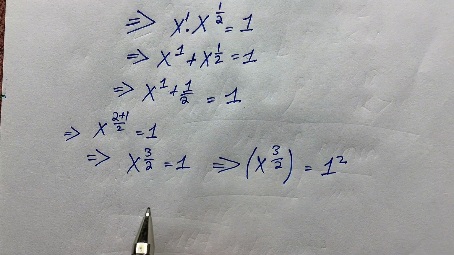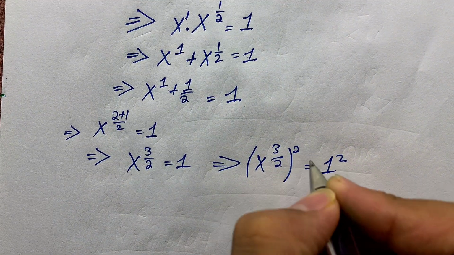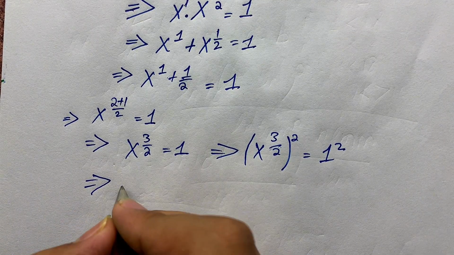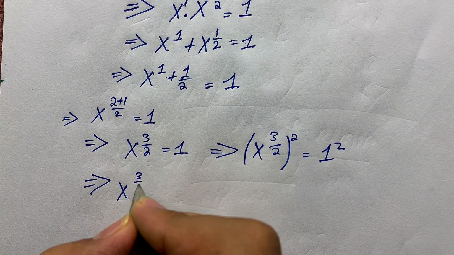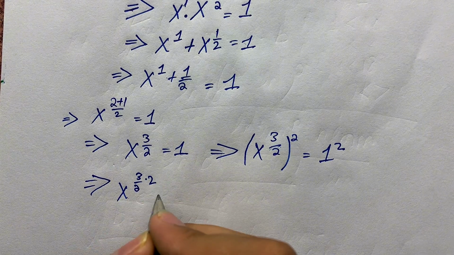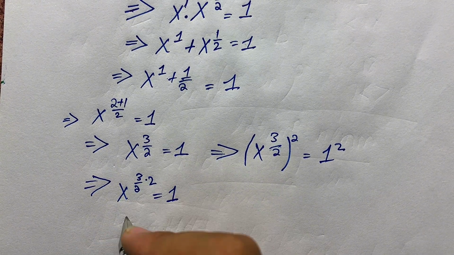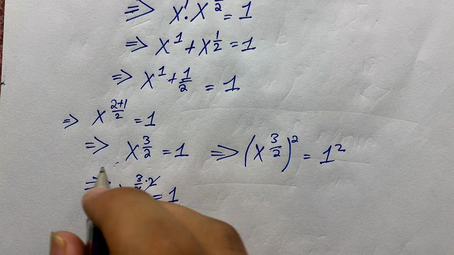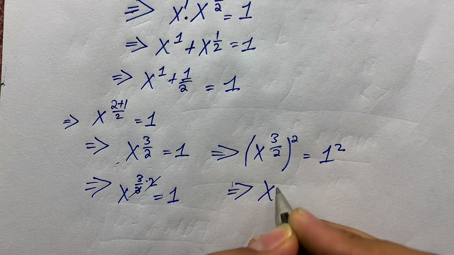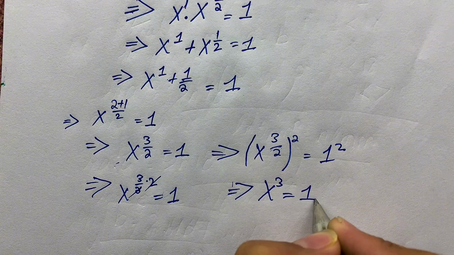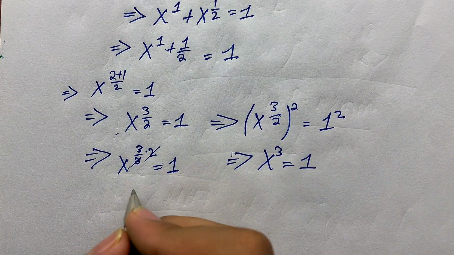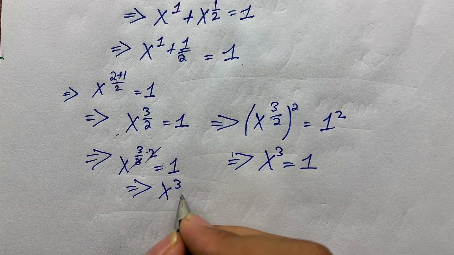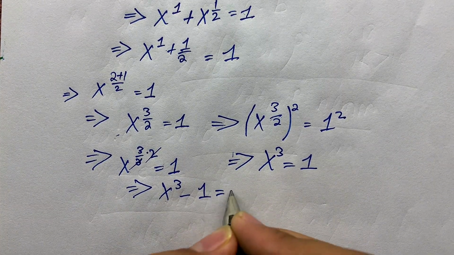Now this will be x square. Now x to the power 3 divided by 2 into 2 is equal to 1. 1 square is 1. This 2 cuts with this, and what remains is x to the power 3, and x to the power 3 is equal to 1. Now x to the power 3 minus 1 is equal to 0.